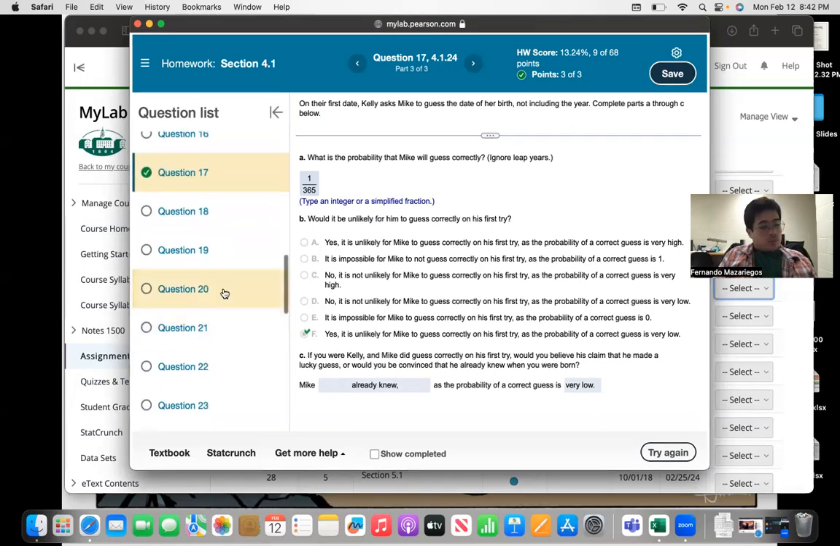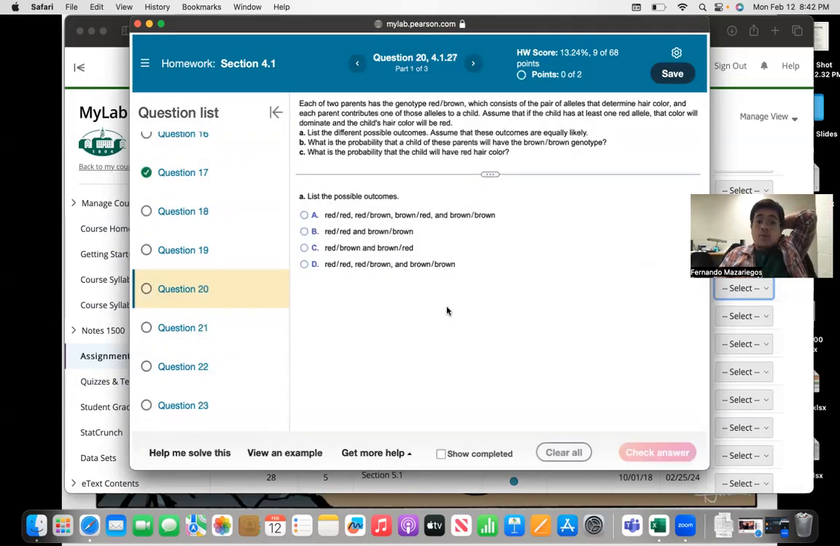Okay, we have one more example in question 20. Each of two parents has the genotype red-brown, which consists of the pair of alleles that determine hair color, and each parent contributes one of those to a child. Assume that if the child has at least one of the red ones, that color will dominate and the child's hair color will be red. List the different possible outcomes. Assume that these outcomes are equally likely.